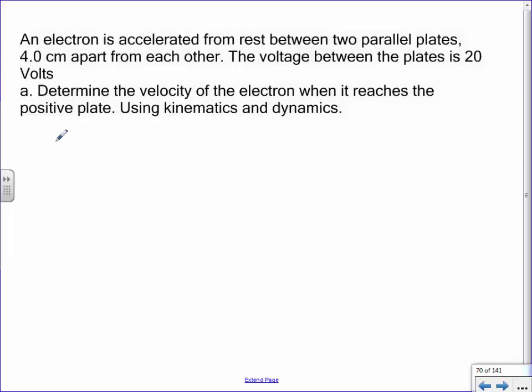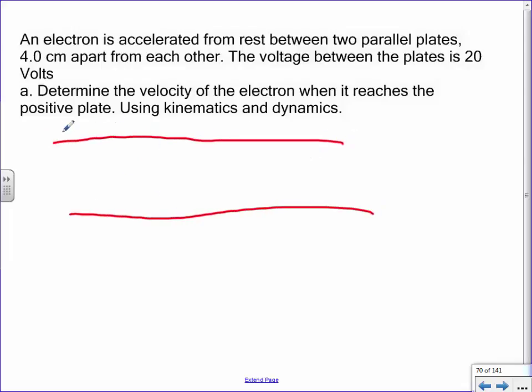So here's the scenario. You've got an electron accelerated from rest between two parallel plates. So let's just arbitrarily assign this one to be positive and arbitrarily assign this one to be negative. I don't care which one's which, we're just choosing one. All right, let's put the electron on the negative plate.